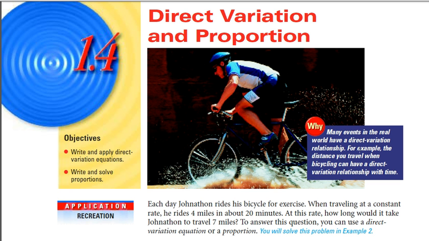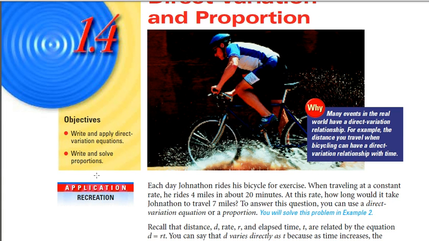Why? Many events in the real world have a direct variation relationship. For example, the distance you travel when bicycling can have a direct variation relationship with time. Whether bicycling or driving or walking, it's a direct variation equation. So our objectives in this section: we want to write and apply direct variation equations, and we want to write and solve proportions. Those are the two things we're after.